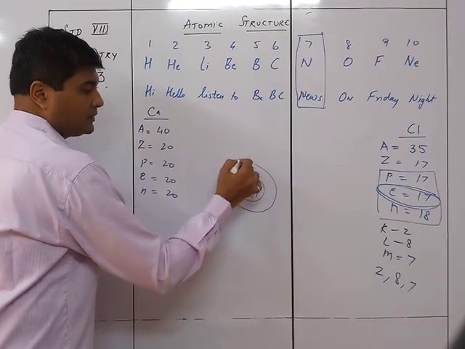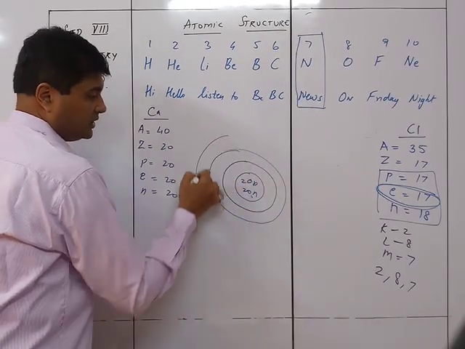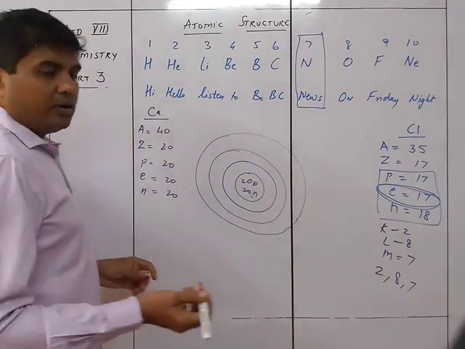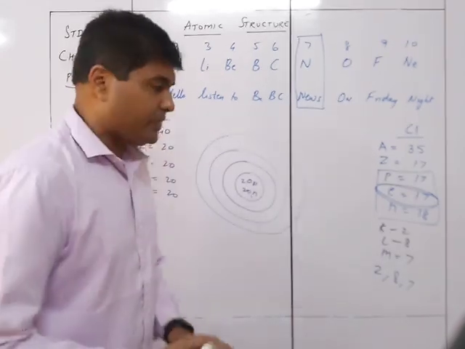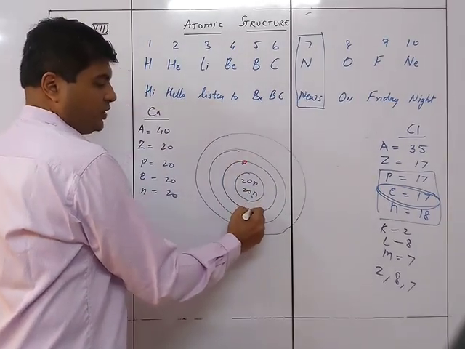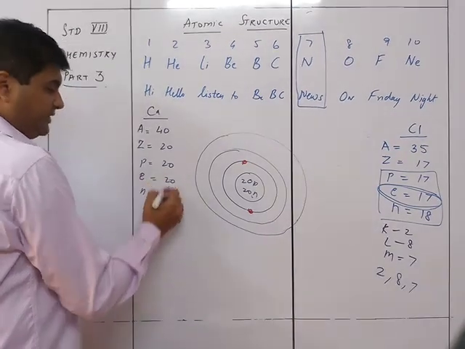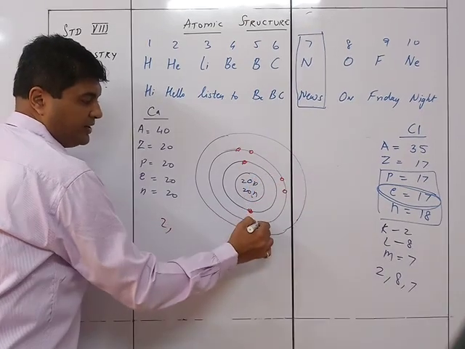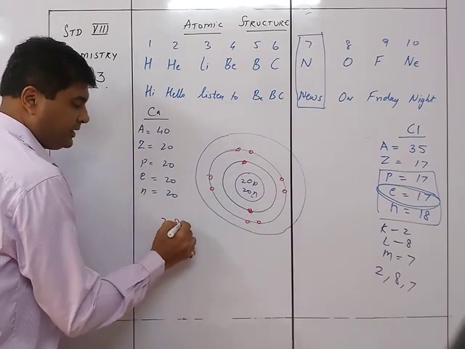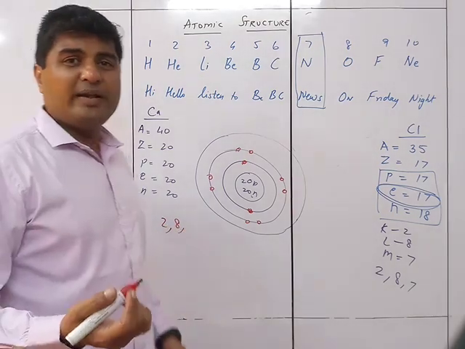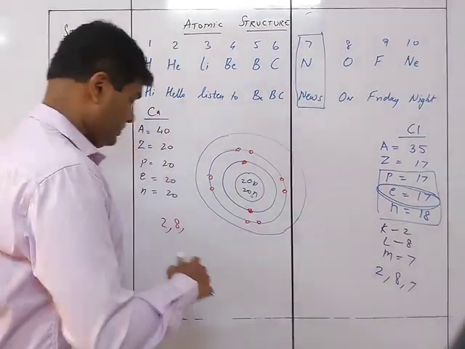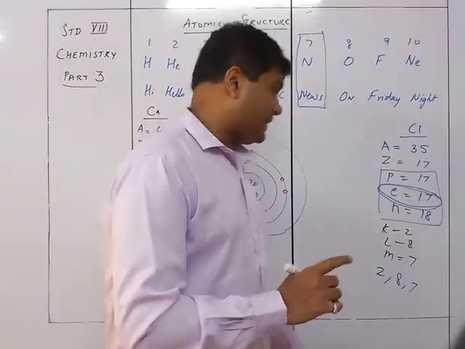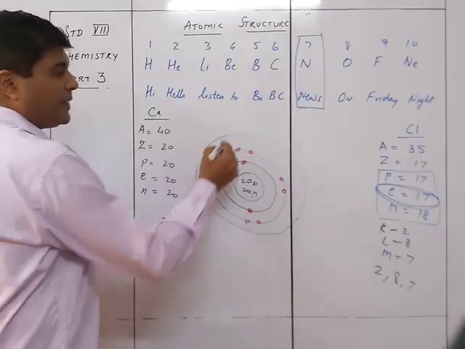First shell, second shell, third shell. So what will happen? This will be 1, 2, because it can hold only 2 of them. So 2 are gone. Then there will be 8, the capacity of this one is 8. So there will be 8 electrons over here. What is the total now? 10. So how many balance? The balance is 10, because 10 are done and we need 20 in total. The total number of electrons is 20, out of which 10 are already distributed. So I should be able to put 10 over here.